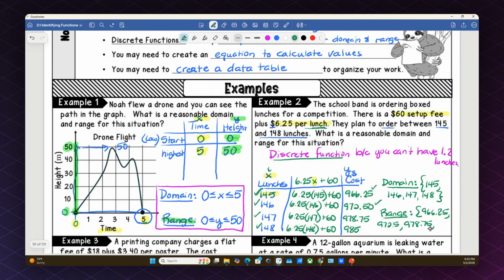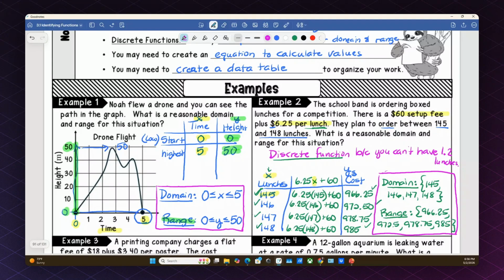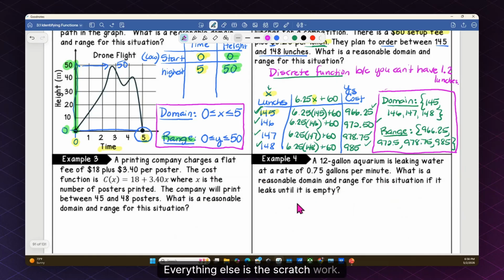$978.75. And then $985. Those are my four possible costs that I just showed here. So the answer that we are looking for, the answer that they were asking us to find, is this pink box. Everything else outside the pink box was our scratch work in getting ready to answer that. So pink box is the answer. Everything else is the scratch work.